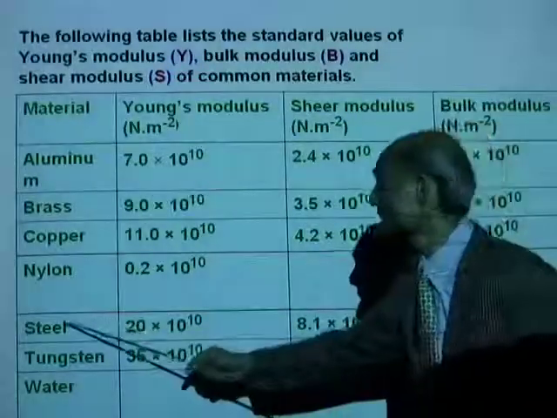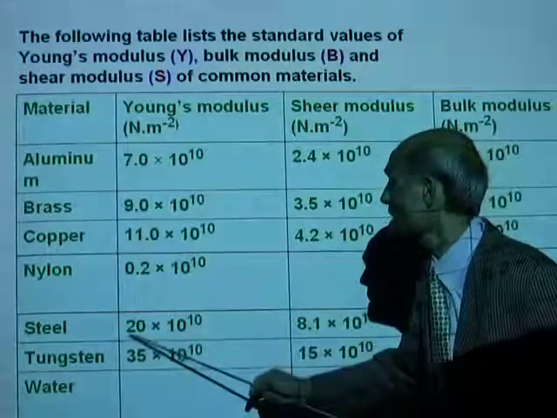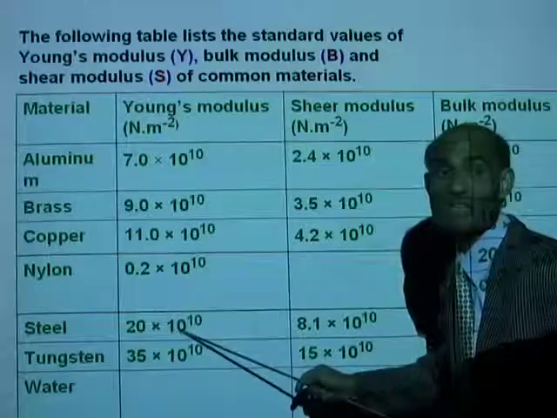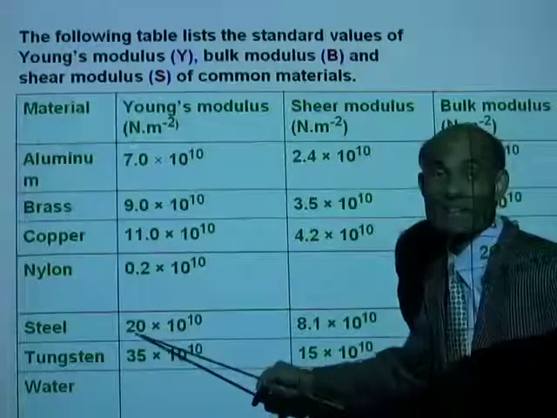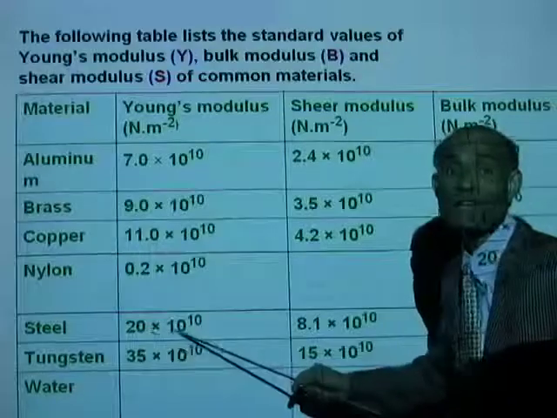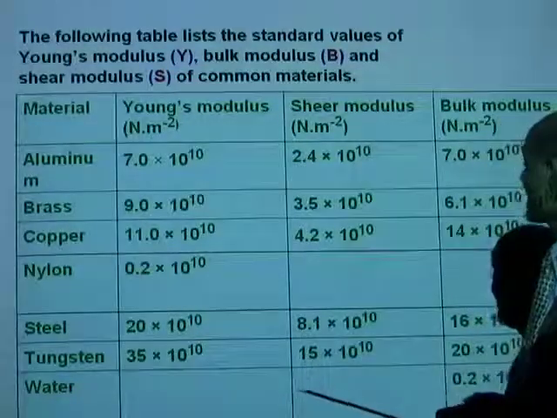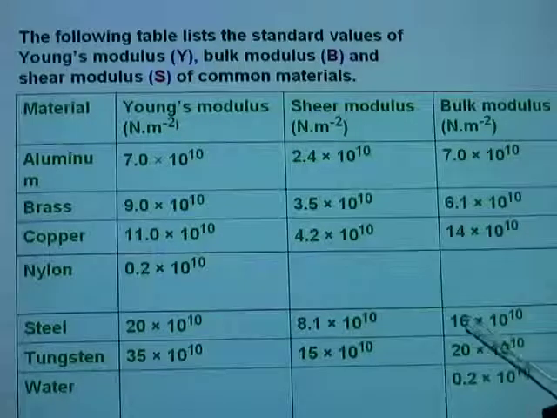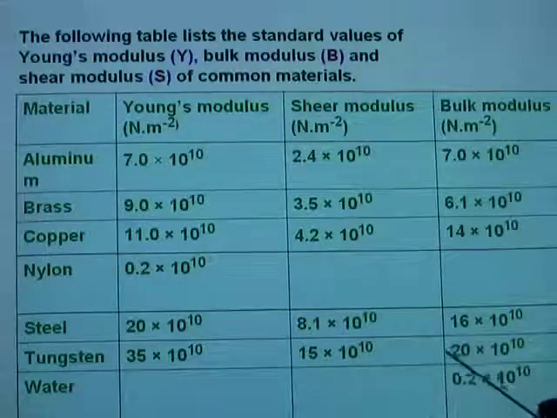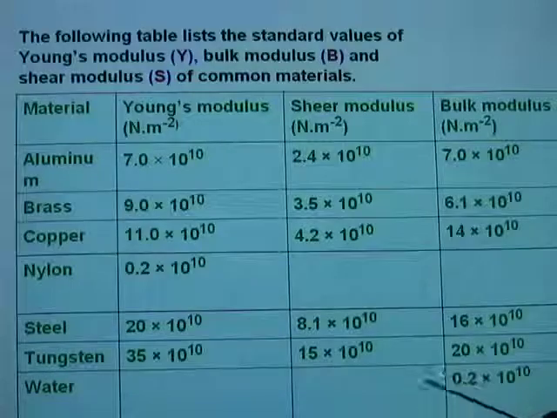Well, if you look at steel, Young's modulus is 20 times 10 to the power of 10. It is very highly elastic. The shear modulus is 8.1 times 10 to the 10, and the bulk modulus is 16 times 10 to the 10.